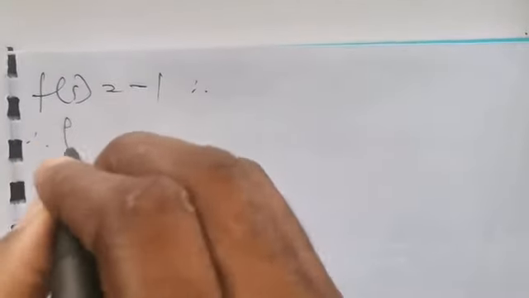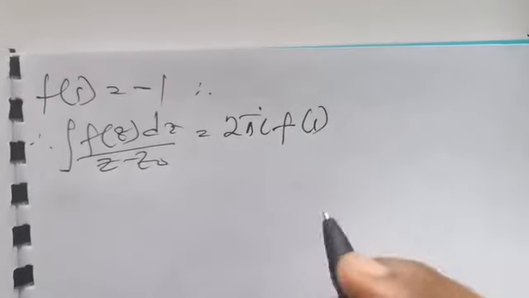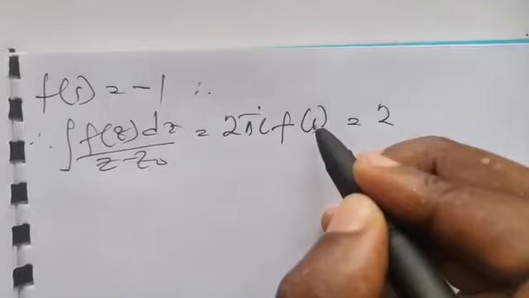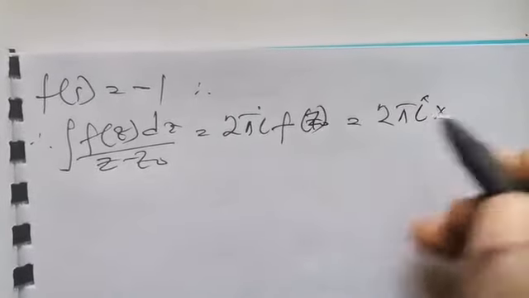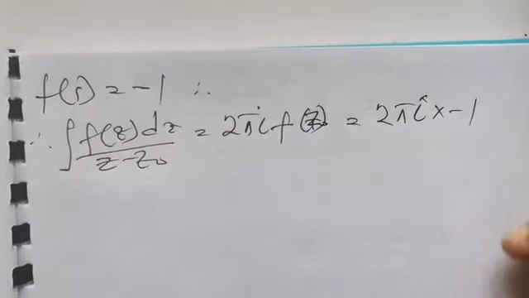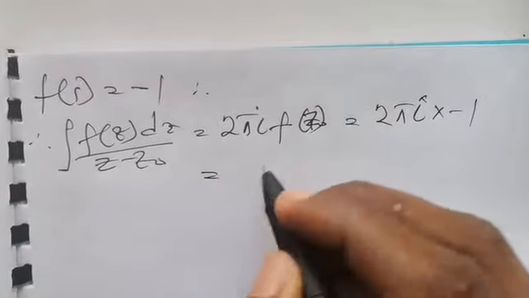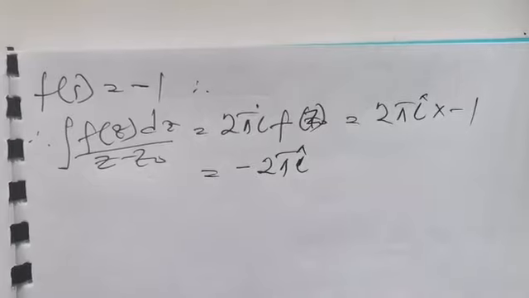But from Cauchy's integral formula, the integral of f of z dz all over z minus z naught, we simply said it is 2 pi I multiplied by f of z naught. So for the first pole, f of 1 simply gives me negative 1. So multiplying by negative 1, this is now going to be equal to minus 2 pi I. So you keep this aside. This is now for the first pole.